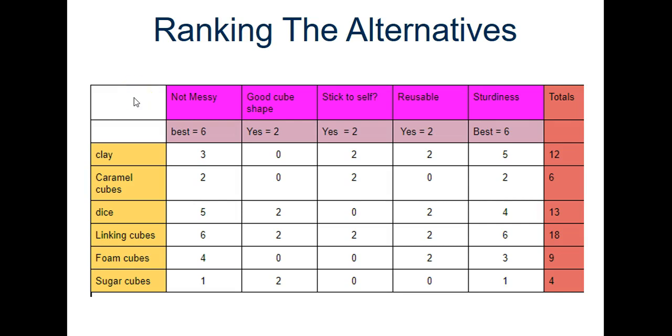I do have teams ask me all the time if they can put a 1 if the group can't agree on a yes-no situation, and of course you can. It's your decision matrix. I recommend using that as few times as possible, but it's your group, it's your decision. So according to how this group set up their decision matrix, it looks like this group would be best off using the linking cubes for their puzzle making solution.